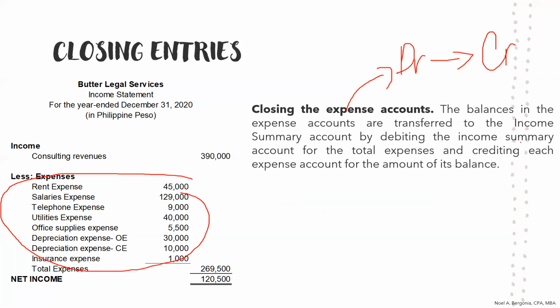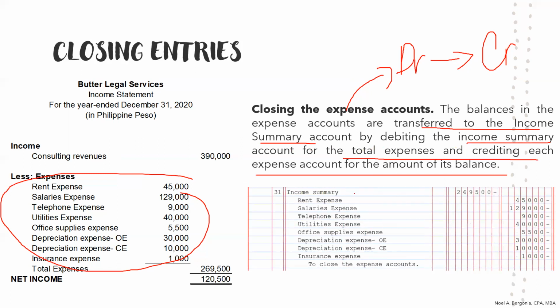So what you're going to do is transfer it to the income summary account as well, by debiting the income summary and then crediting all of our expense accounts. Just like this for Butter Legal Services, debit income summary 269,500, so that's the total expenses, and then credit all of our expense accounts. What I usually do here is copy them in the same arrangement as in the income statement, in the closing entry, so you won't get confused.